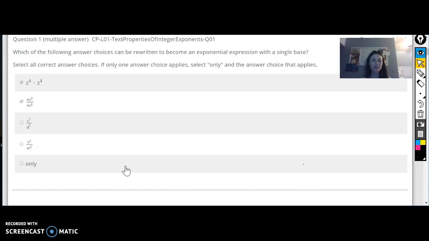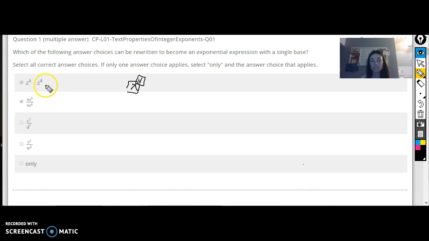Okay, the first question is, which of the following answer choices can be rewritten to become an exponential expression with a single base? So hopefully, based on lesson 1, you all now know that an exponential expression would be something like x to the 4th power, where x is our base and 4 would be our exponent or our power. In this instance, they only want a single base, so they only want a single number or letter as the base.